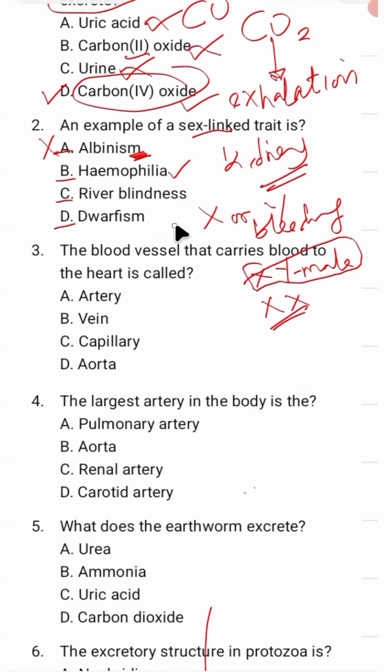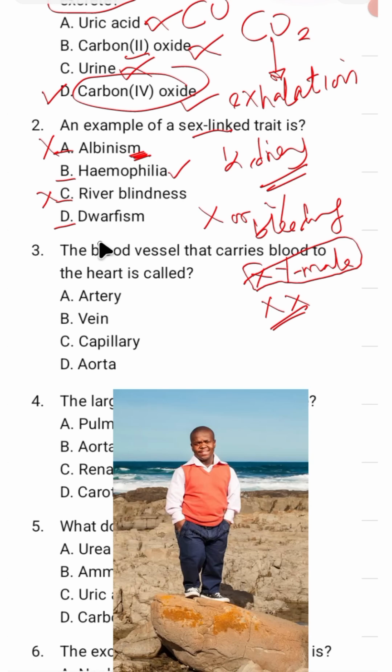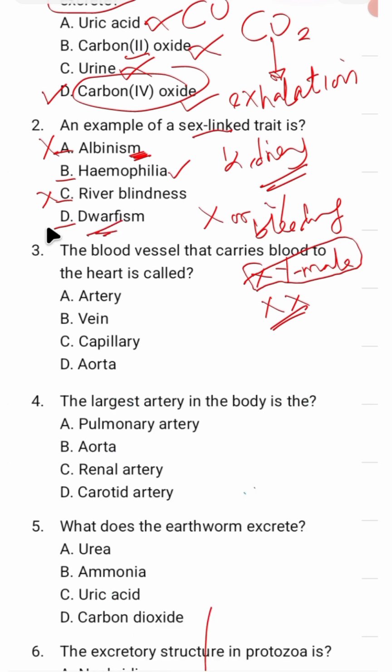Let's check the next one, river blindness. River blindness is caused by a parasite, so it is not inherited genetically. It cannot be passed from parent to offspring. So this one is not the answer. Then you have dwarfism. Dwarfism is a form of genetic disorder, but it's not typically sex-linked. So this one too is wrong.